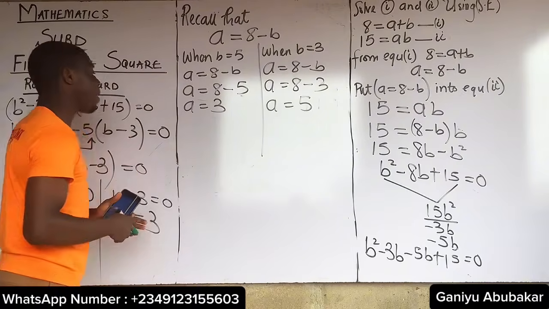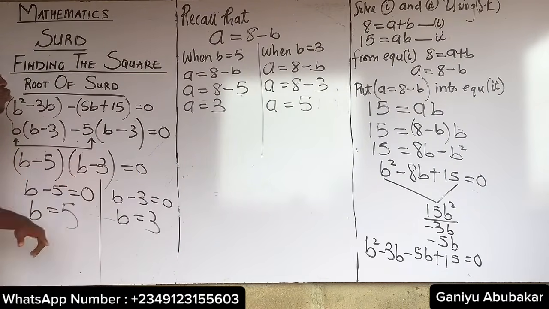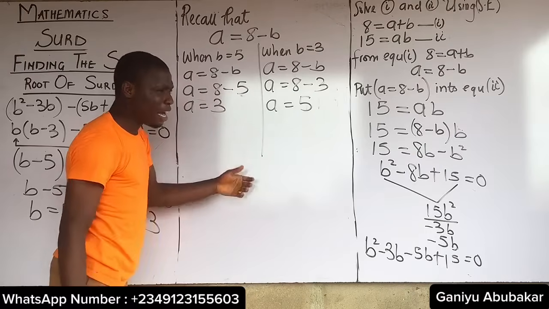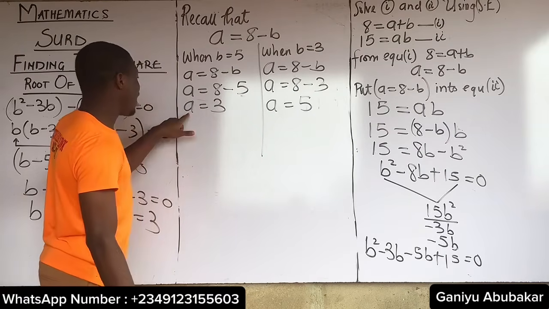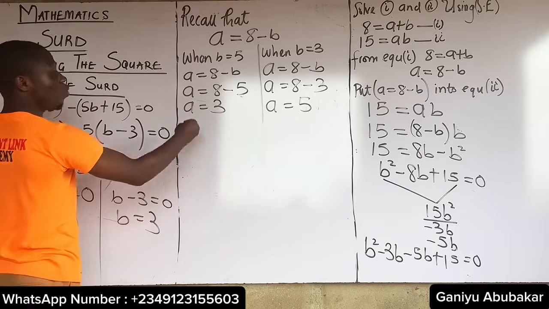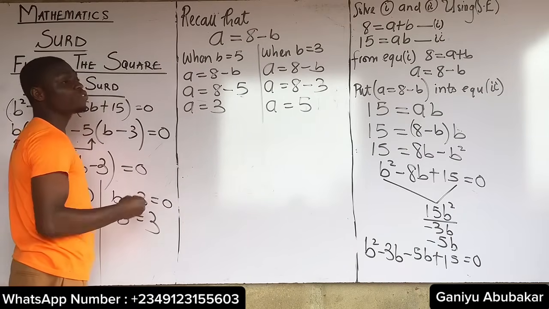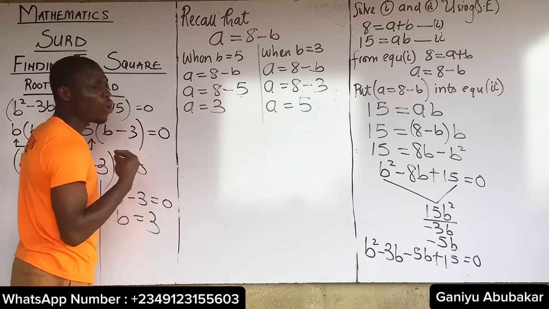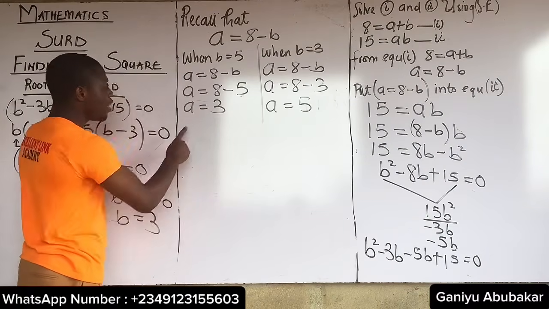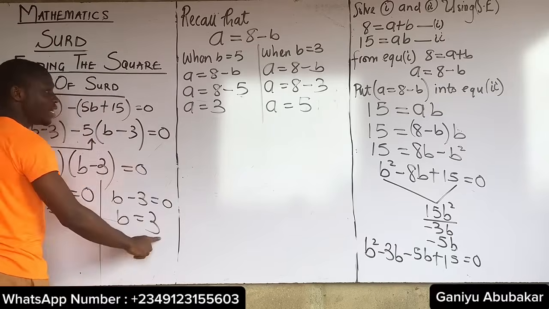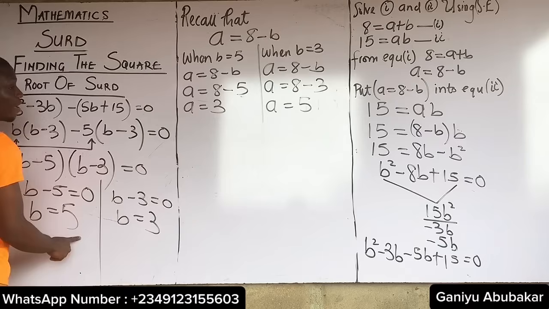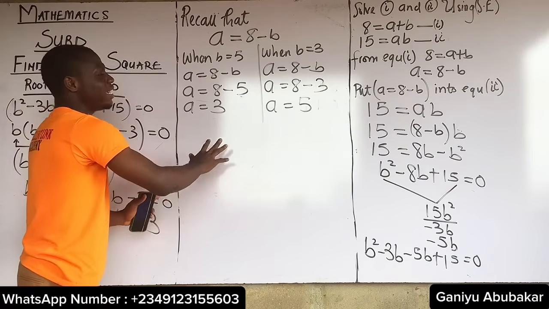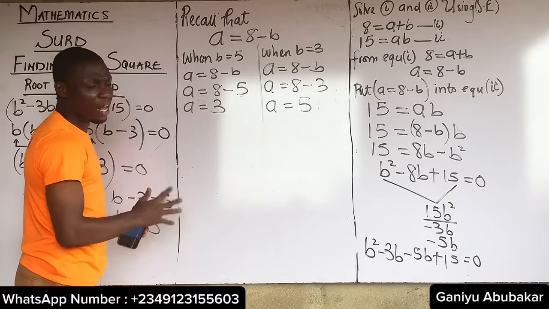So observe that I'm having corresponding answers. When it comes to finding the square root of a surd, at the end of the day, you'll be having what? Corresponding answers. a is 3, b is 3. I'm saying that when it comes to finding the square root of a surd, at the end of the day, your answers must be corresponding. a is 3, b is 3. a is 5, b is 5. So at this point here, this is the expression for the final answer.